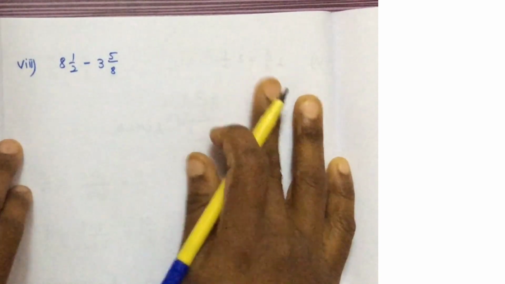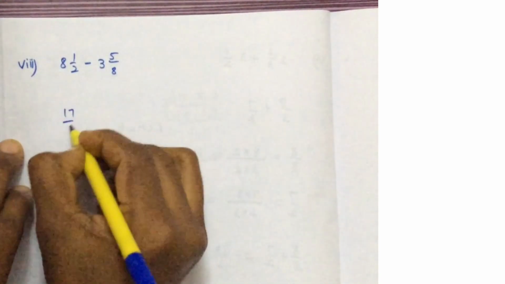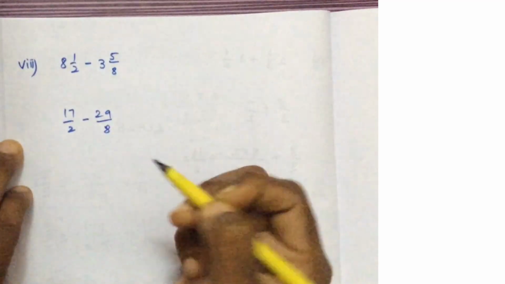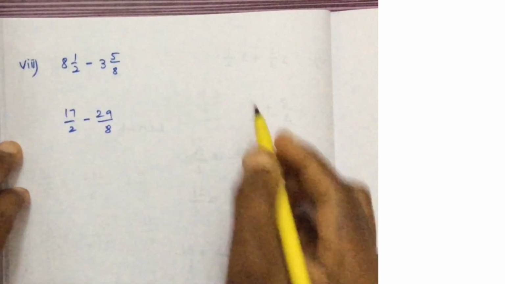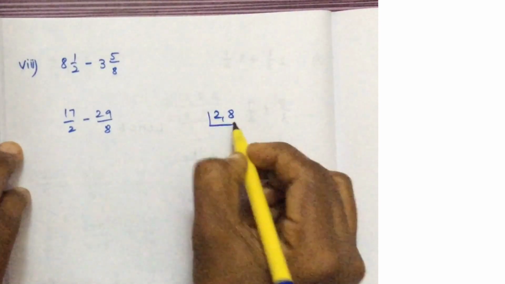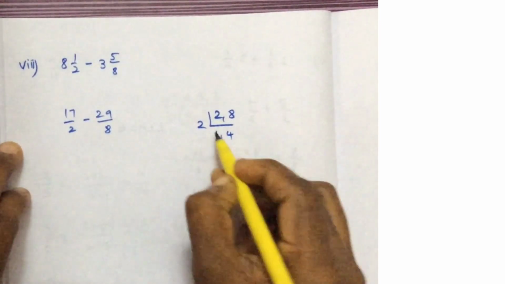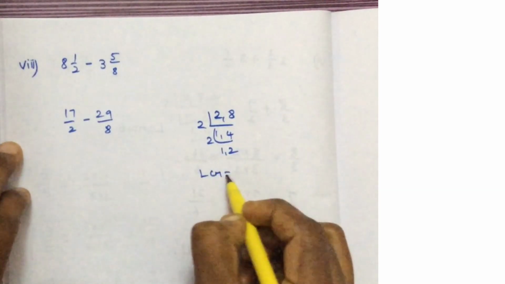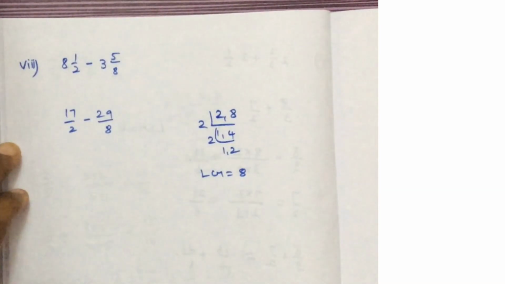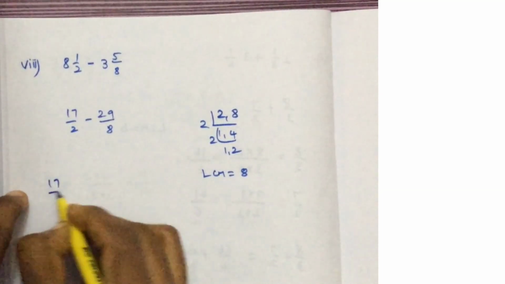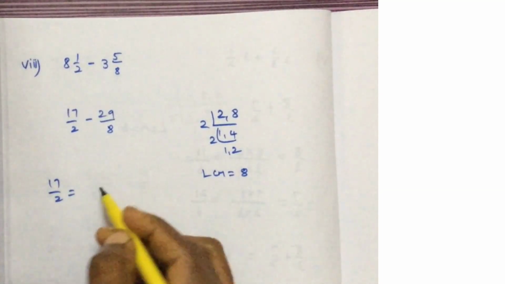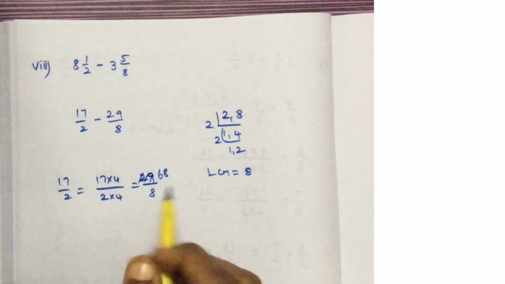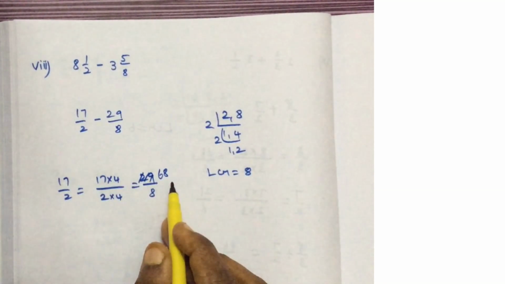First we have to convert into improper fractions. This is 17 by 2 minus 29 by 8. Here it is 2 and here it is 8. If you take the LCM of 2 and 8, 2 1s are 2, 2 4s are 8, 2 2s are 4. So the LCM is 8. Now for 17 by 2, the denominator I have to change to 8, so multiply by 4. 17 multiplied by 4 is 68.